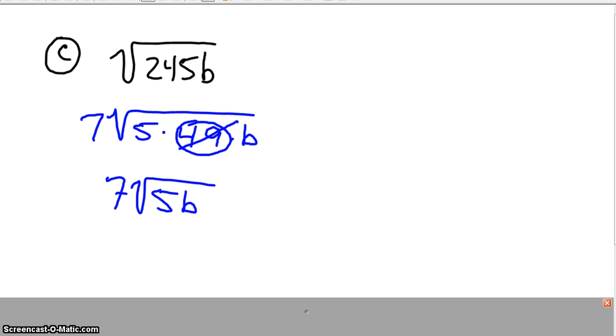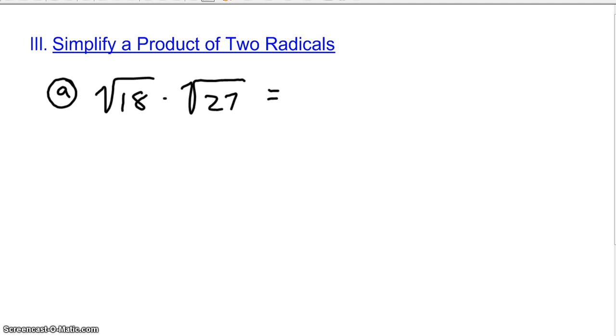Now, if somebody tells me that b is 9, we can pull that out, right? Square root of 9 is 3. We would pull it out here, but we don't know what b is, so it stays in. Okay? Okay, so let's simplify a product of two radicals.